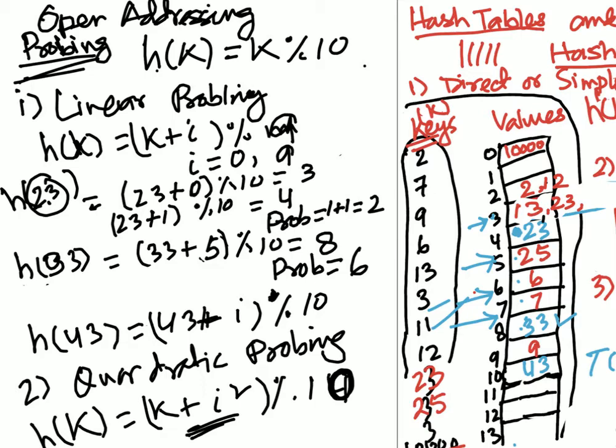In the case of linear probing, if we say h of k equal to (k plus i) modulus 10, with m equal to 10, then the i value, in linear probing we say k plus i, ranges from 0 to m minus 1. Since m equal to 10, that is 0 to 9.